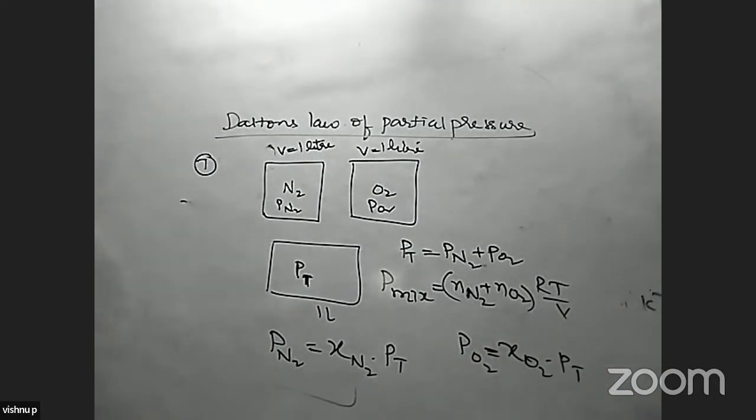In the same way, the partial pressure of an individual gas like oxygen is equal to the mole fraction of oxygen into the total pressure of the gas. So Dalton's law is applicable to what type of gases? Non-reacting gases only. We can take the example of NO and O2: it is not applicable to reactive gases like these.